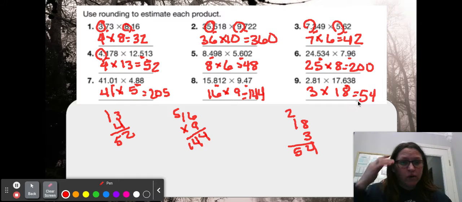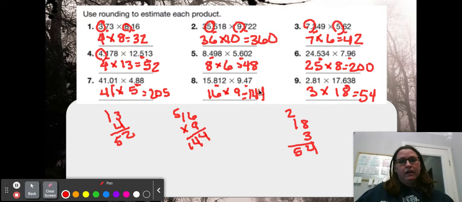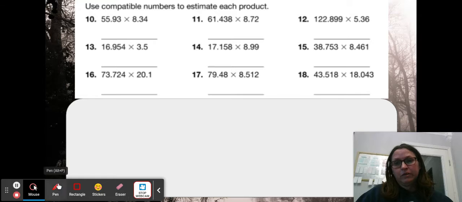So far, that's not too hard. We've already learned how to round to the nearest whole number. That means we round to the ones place, and we round to the ones, and then we multiply. Let's do our next page.